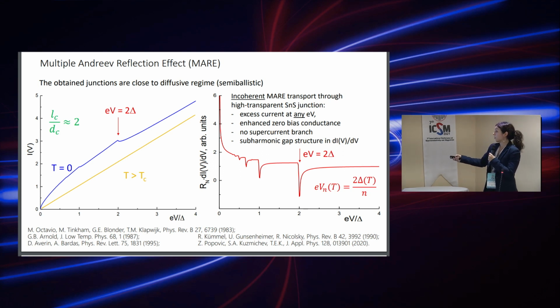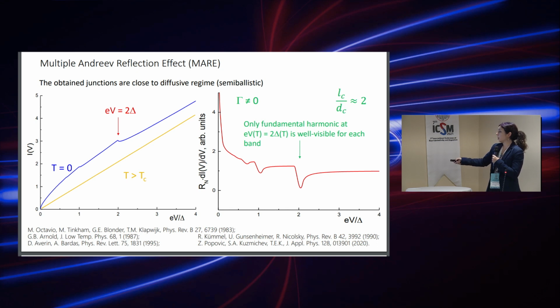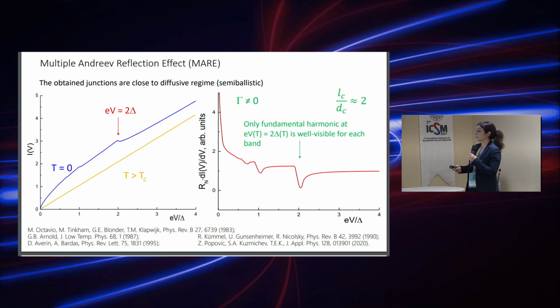So probing symmetrical SNS junctions allows one to directly get the magnitude of the superconducting gap and its temperature dependence. For a real SNS junction, introducing a small but non-zero probing parameter gamma, only the fundamental harmonic at the position of 2 delta is well visible for each band. So for example, for a 3-band, 3-gap superconductor, we expect 3 fundamental harmonics at one and the same dI/dV spectrum.